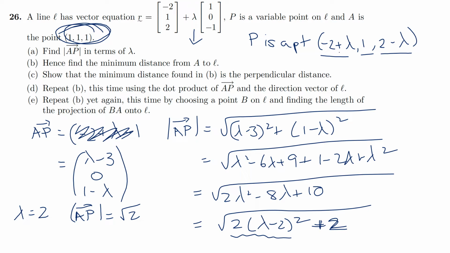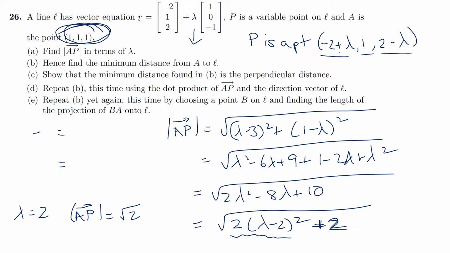Another way to do it is to actually just minimize the equation itself. If I look at the actual equation, and of course the square of the distance, if I minimize the square of the distance, it's the same as minimizing the distance. So think of the equation as 2 lambda squared minus 8 lambda plus 10.